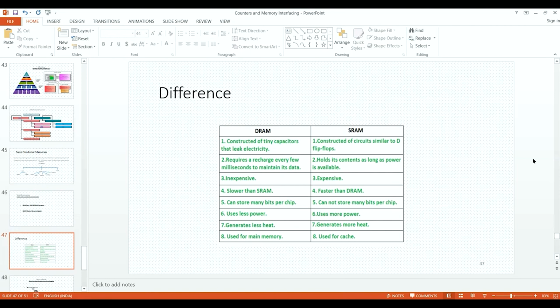It is normally used in cache. Cache memory is basically SRAM. DRAM can store many bits per chip, but SRAM cannot store many bits per chip. DRAM uses very little power, while SRAM uses much more power. DRAM generates less heat, but SRAM generates a good amount of heat. So DRAM is main memory, whereas SRAM is for cache.